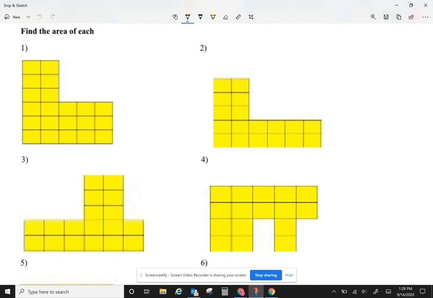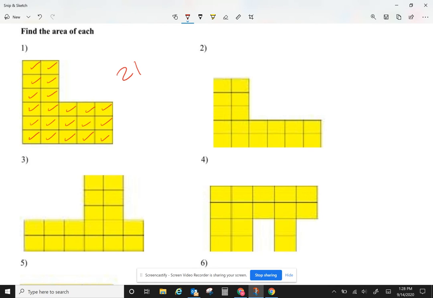So let me count. In example number one, let me count how many squares I have. There's 1, 2, 3, 4, 5, 6, 7, 8, 9, 10, 11, 12, 13, 14, 15, 16, 17, 18, 19, 20, and 21. There's 21 squares. So the area for number one is 21.